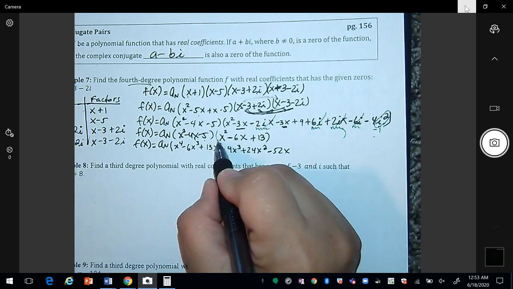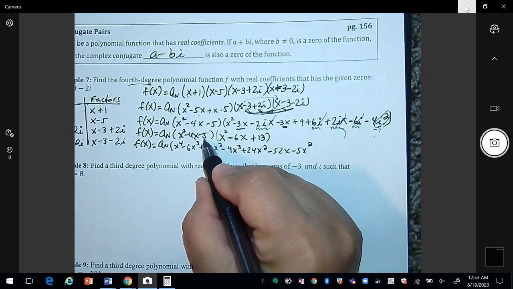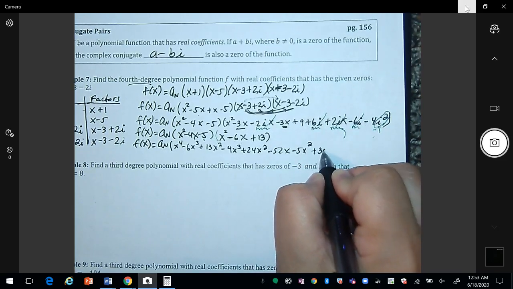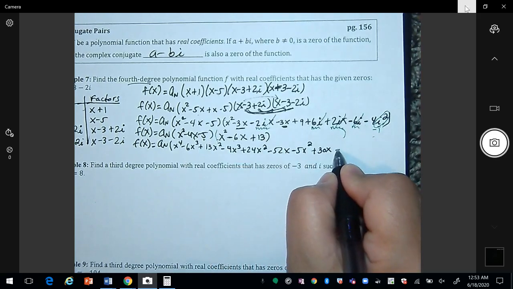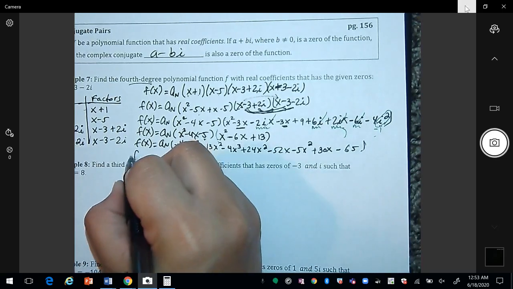And then negative 5 times x squared is negative 5x squared. Negative 5 times negative 6x is positive 30x. And negative 5 times 13 is negative 65. Gather your like terms.